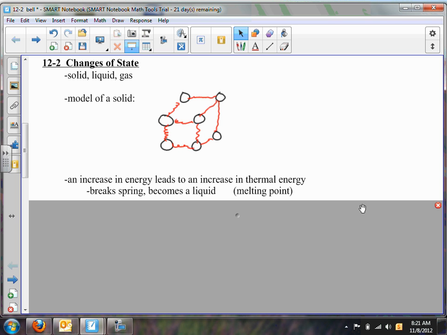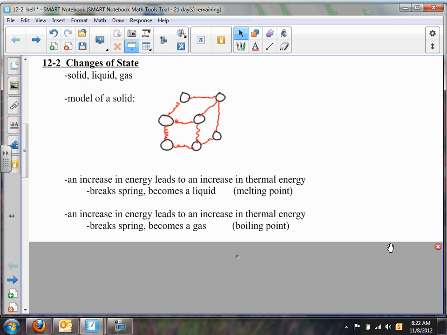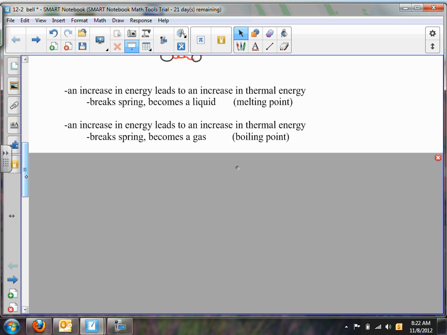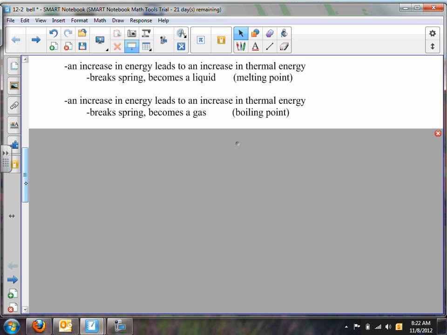Well, if you keep adding energy, what's going to happen to those liquid particles? Well, obviously they're going to start moving around more and more, and eventually, given enough energy, the bonds that are holding the liquids close together can break, and then it becomes a gas. And this happens at the place where we call the boiling point. Again, that should be a constant for a given substance. We know that ice melts at 0 degrees, and water boils at 100 degrees Celsius.